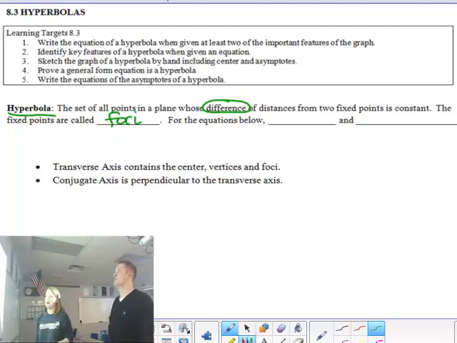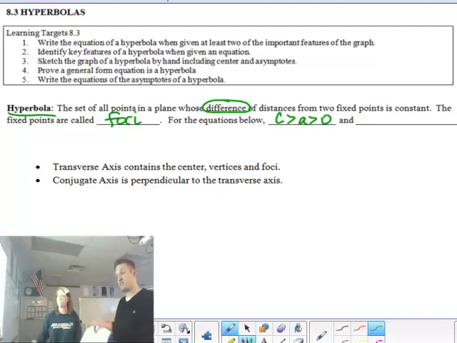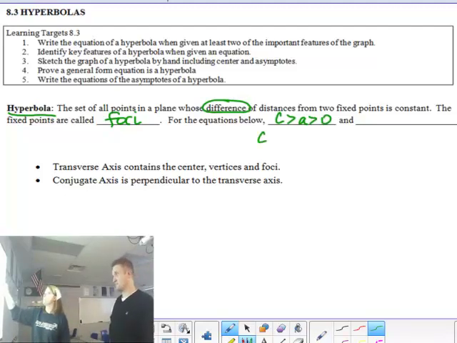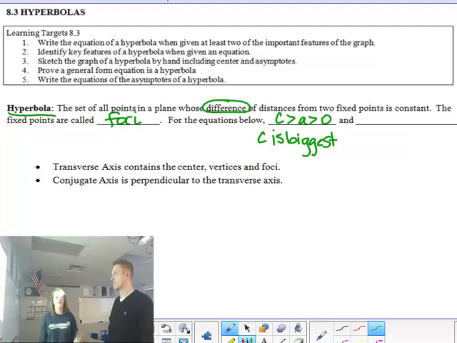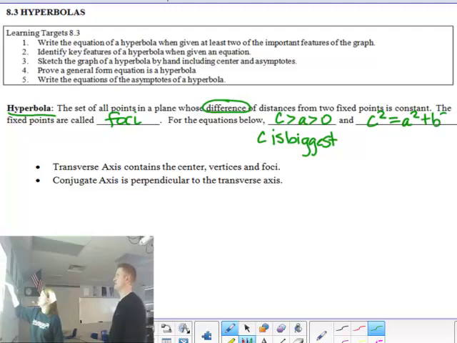Now, the kicker here is, since the foci are further away, we're going to have the relationship that C is going to rule everything. Remember that C value is just the distance from the center to the focus. And it's always the biggest. Now that's different from an ellipse. We do still have a Pythagorean relationship, and this one is C squared equals A squared plus B squared. So it's a true Pythagorean relationship because C is the longest.